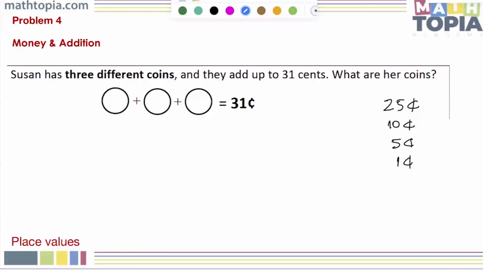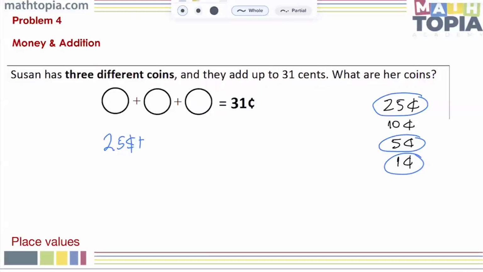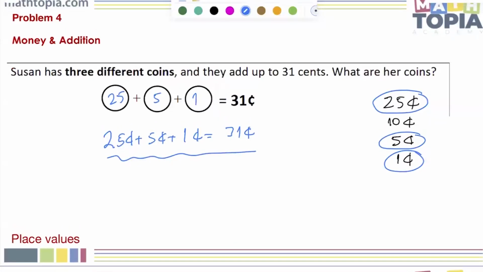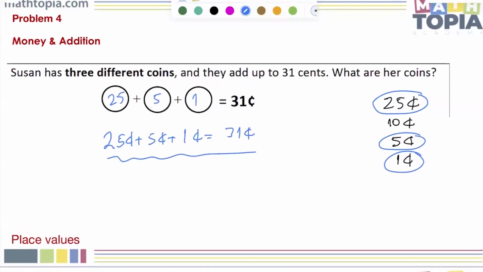Yes, Namit, which 3 coins should I pick? 25, 5, and 1. Sorry, 25 cents. That's correct. 25, 5, and 1. That's correct. I think that's the only option to use 3 coins to get 31 cents. We will be doing more about the money problem, but so far this is okay.